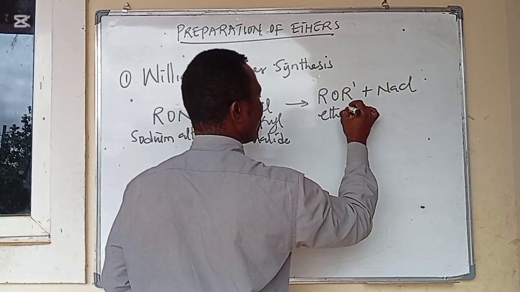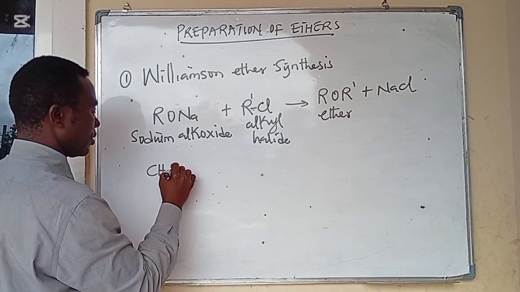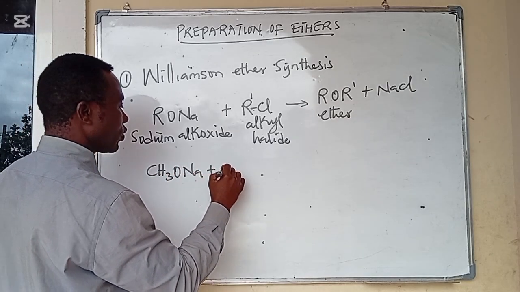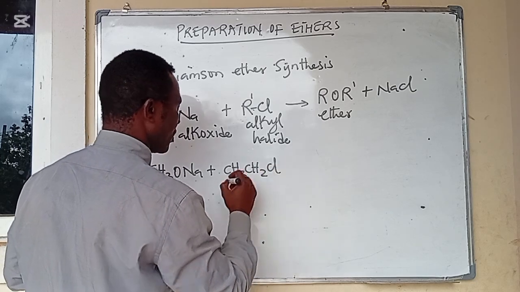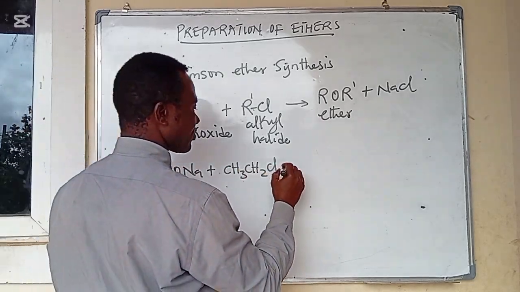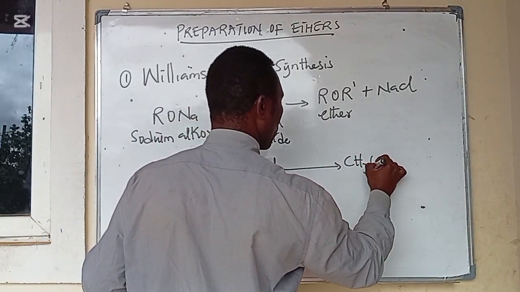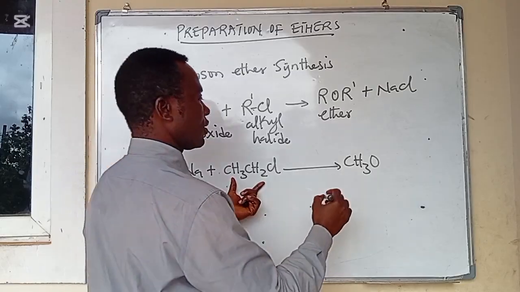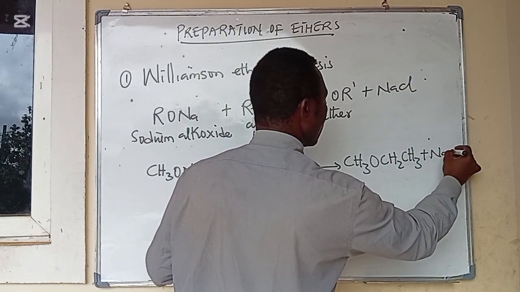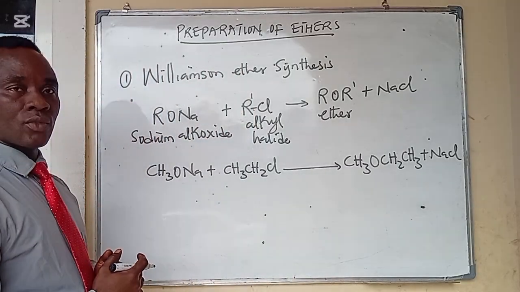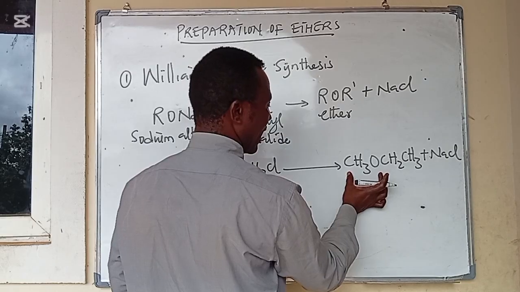So this is the ether that is obtained. If we have CH3ONa reacting with CH3CH2Cl, of course, this will give us CH3OCH2CH3 plus NaCl. So that will be the compound. This is an ether.